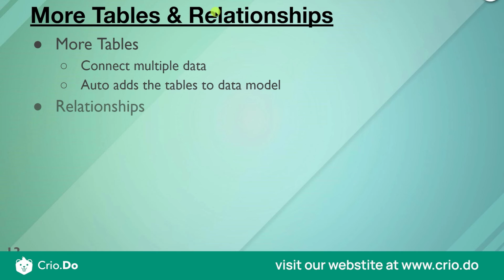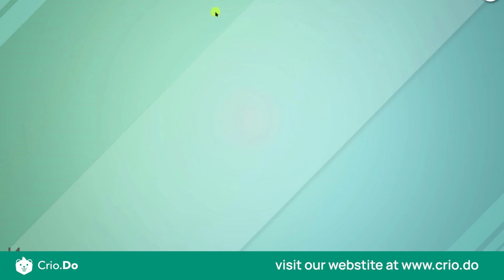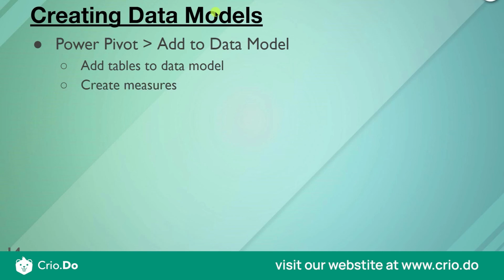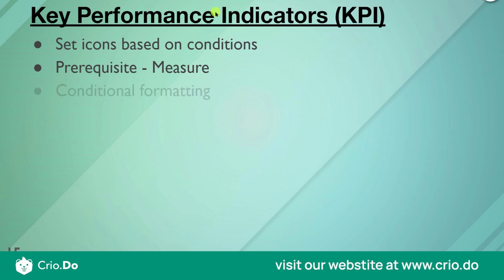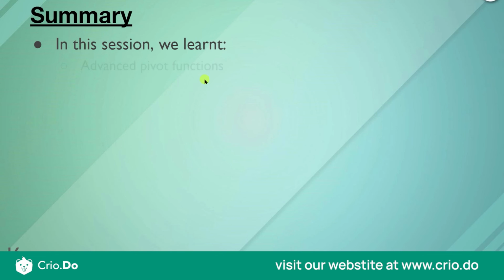More tables we covered. We learned about connecting multiple tables, auto-adding the tables to the data model, and creating relationships to connect two tables, outside or inside the view of the data model. And then we talked about creating the data model, managing things here, and the key performance indicator. Just remember that the prerequisite is that you should have the measure before. Summary: in this session, we learned a very great function of the pivot functions.